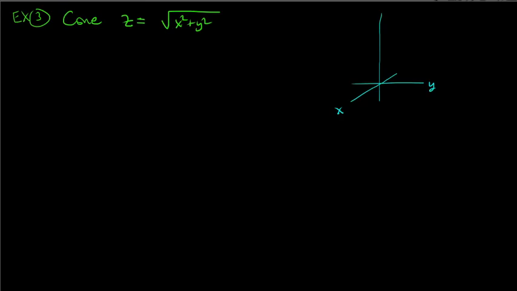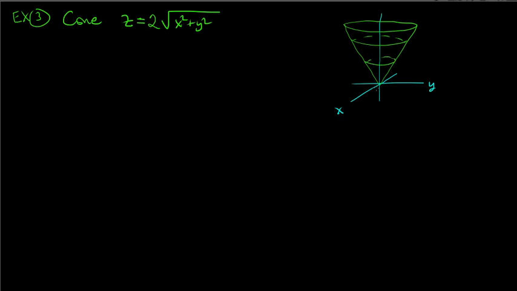Okay, so we can do the same thing with the cone. Z equals square root of x squared plus y squared. Or maybe let's make it more interesting. How about z equals 2 square root of x squared plus y squared? So it's a little bit steeper here. Right? So the cone might look like this. And let's make it a finite cone so it doesn't go up forever.